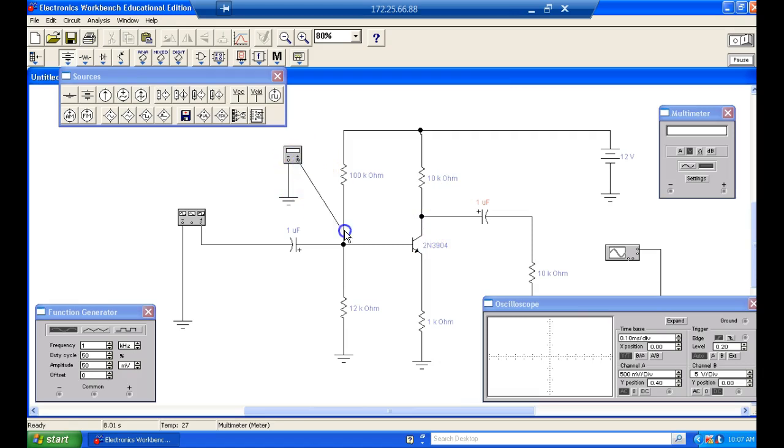We measure here. This is right where it's supposed to be. So I turn it back on. Oops.